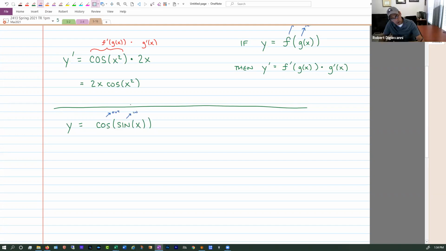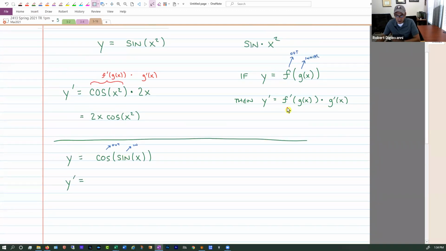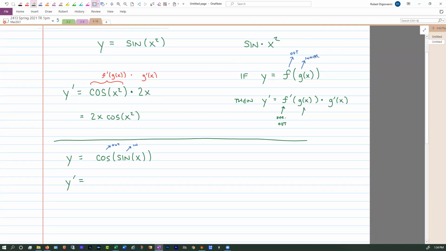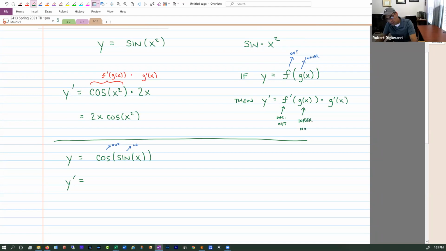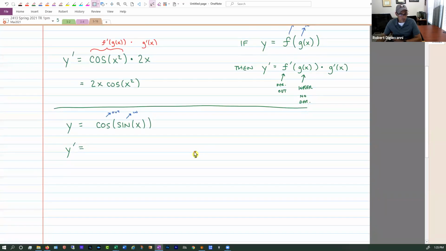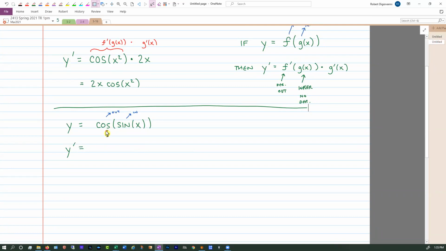Okay. So according to the chain rule, you're supposed to start by taking the derivative of the outer, right? Yes. Inside of it, you plug in the inner with no derivative, right? No derivative on that. So Matthew, what is the derivative of the outside function? Negative sine. I like the way you said that, negative sine.